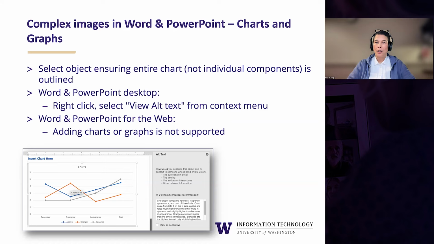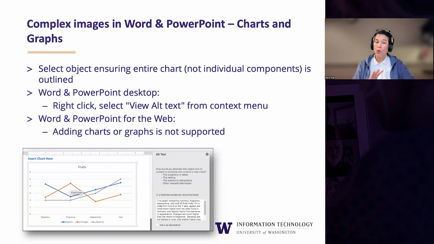Now, the nice thing is if a single component is accidentally selected, then the option to add alt text will actually be grayed out. So you won't be able to enter alt text for those individual components. Just make sure that the entire chart or graph does have a frame around it.